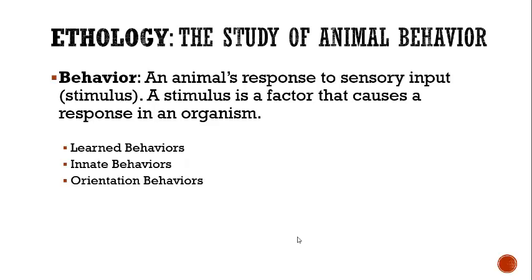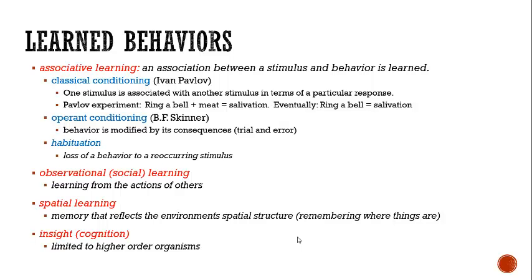We're going to be looking at three different types of behaviors. The first type is called the learned behavior. Learned behaviors are behaviors that an organism learns over its lifetime. Innate behaviors are instinct. They're genetically pre-programmed. Finally, orientation behaviors are going to place an organism in its most favorable environment. We begin with learned behaviors.